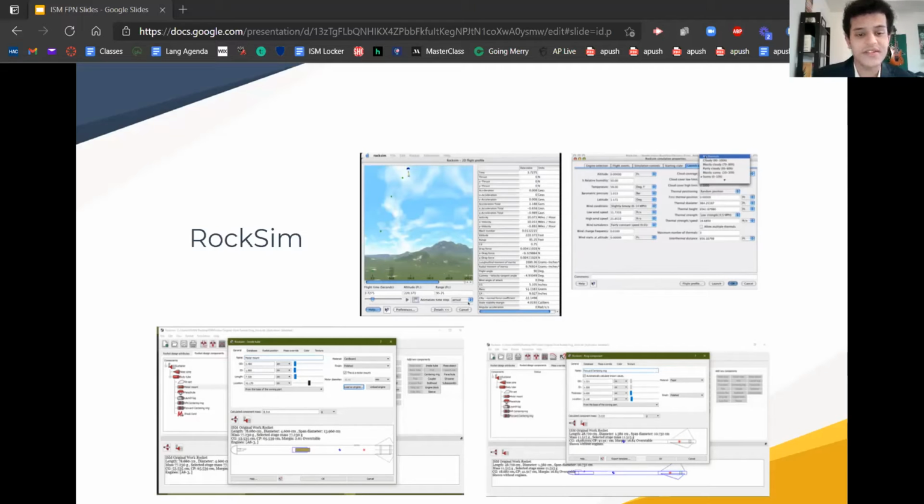So these are a few pictures of the interface of RockSim. As you can see, right here is when I was designing my rocket and changing some of its parameters. And the top left picture is the simulation window. We can launch a rocket, and then it collects a bunch of data for us into a table, and we can analyze that table and make changes accordingly.